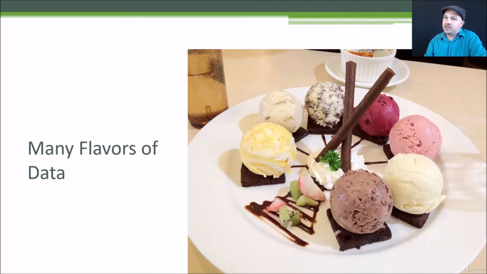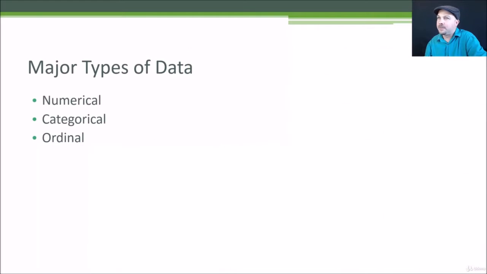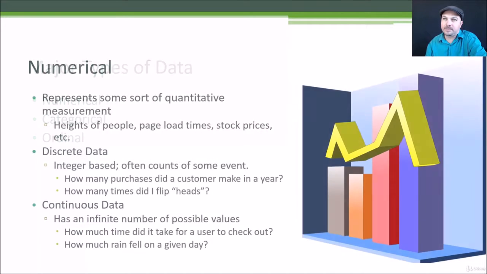So there's several flavors of data, if you will. And I like ice cream, which is the main reason this slide is up. But moving on, they are numerical, categorical, and ordinal data. And again, there are different variations of techniques that you might use for different types of data. So you always need to keep in mind what kind of data you're dealing with when you're analyzing it.